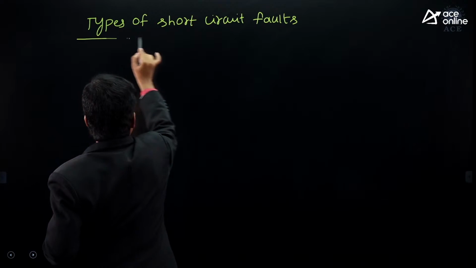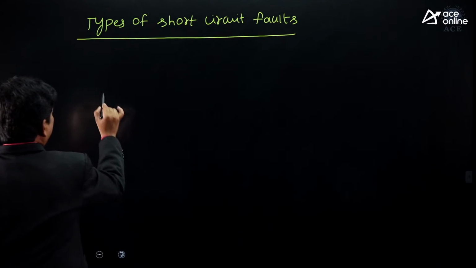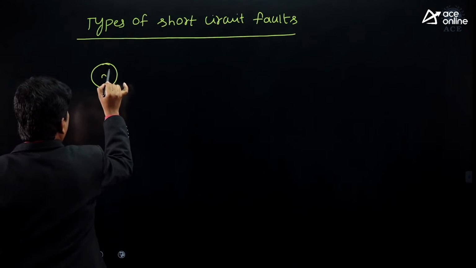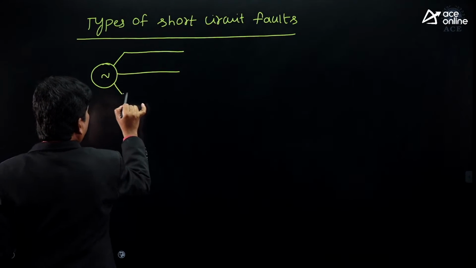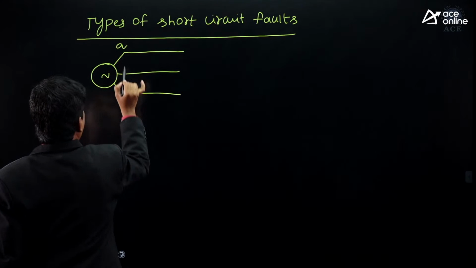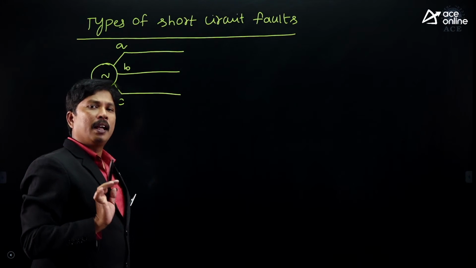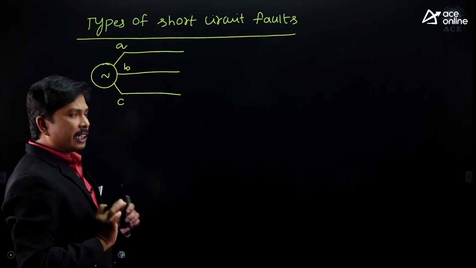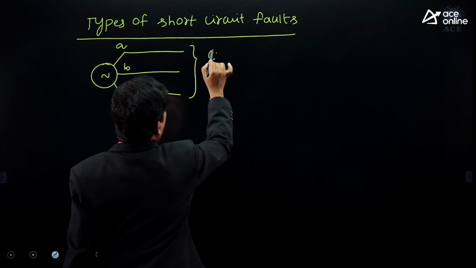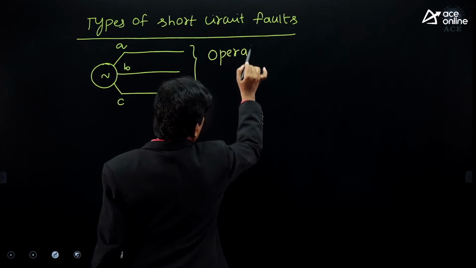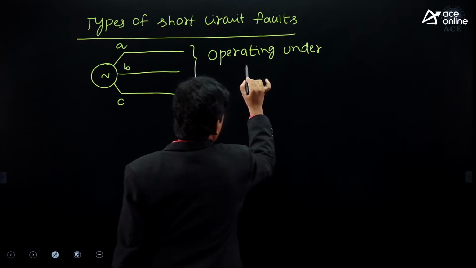If you see clearly, the types of short circuit faults, so whenever you are having a synchronous generator, this is phase A, phase B and phase C. So A phase, B phase, C phase. Initially, for example students, suppose this generator is operating under no load condition.